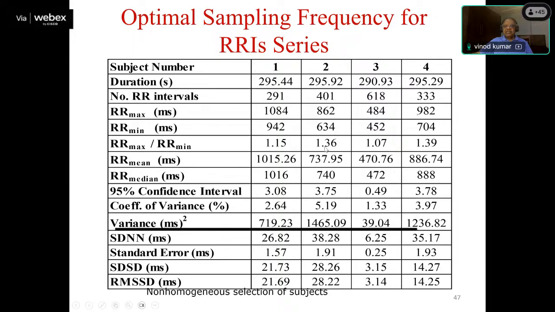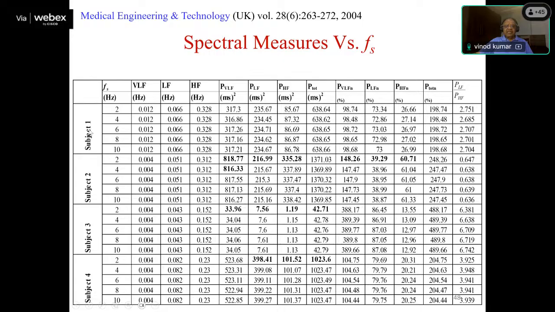These are some of the results with respect to that. You will find that in the case of subject 1, sampling frequencies of 2 hertz, 4 hertz, 6 hertz, 8 hertz, 10 hertz. Then we calculate all the values: low frequency and high frequency power. These are very low frequency power, low frequency power normalized, high frequency power in milliseconds. This is a frequency range. This is a power in millisecond square. And similarly, the low frequency by high frequency ratio.